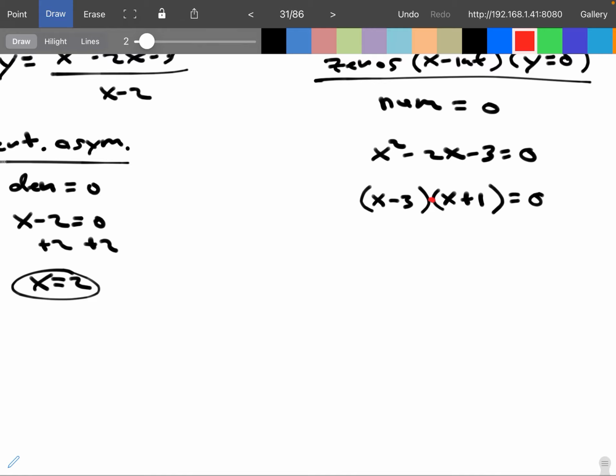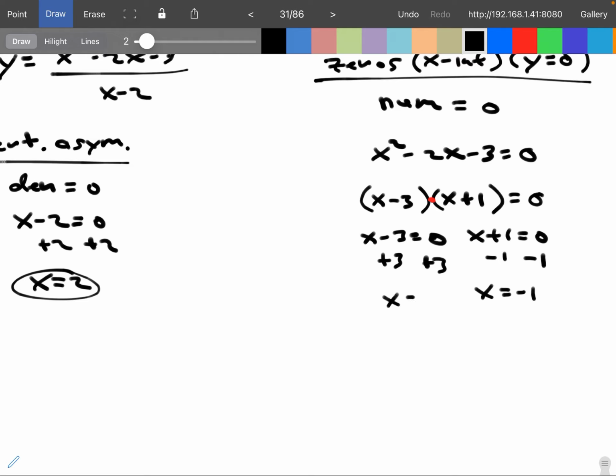Because of this multiplication right there in the middle, what we do is we set each of these factors equal to 0. So we do x minus 3 equals 0, and we do x plus 1 equals 0. We solve both of these. We subtract 1 on both sides and get x equals negative 1, and then we add 3 on both sides on this one, and we get x equals 3. So those are your two x-intercepts.